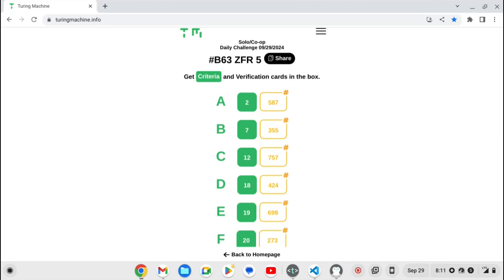Let's begin. Today's September 29th, 2024, and we're solving the Daily Turing Machine Puzzle. Today's puzzle uses the following 6 criteria cards: criteria card 2, 7, 12, 18, 19, and 20. And the puzzle uses the orange verification cards. The code above is your way to get more information on today's puzzle by searching the code on turingmachine.info. Let's go solve.